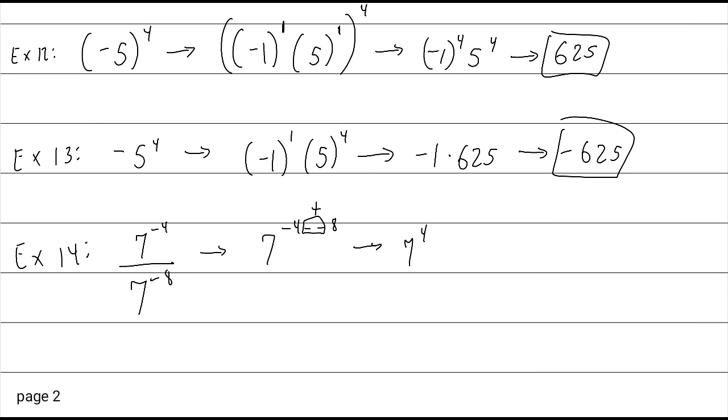And here I actually will get a calculator out. 7 to the 4th power is 2,401. All right, 7 times 7 times 7 times 7 is 2,401. Okay, so there we go. Those are the laws of exponents and some applications of those laws.